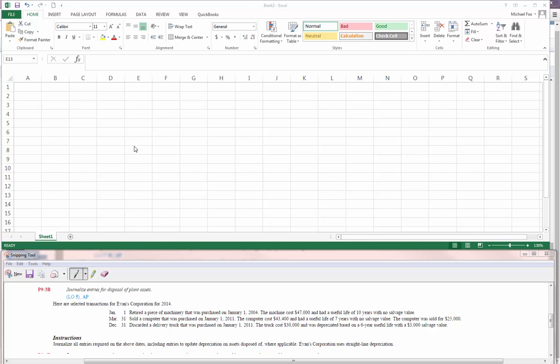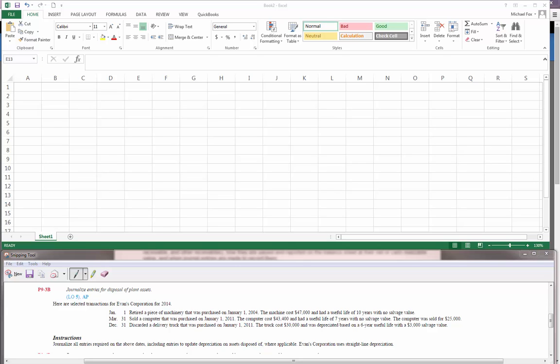And then finally, December 31st, discarded a delivery truck that was purchased on January 1st. The truck cost $30,000 and was depreciated based on a 6-year useful life with $3,000 salvage value. All right. Then the instructions say journalize all the entries required on the above dates, including entries to update depreciation on assets disposed of. Where applicable, Evans Corporation uses straight-line depreciation.